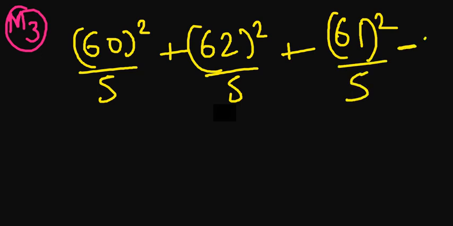Alright, and then minus by what? Minus by M1. This is the simple equation. Whatever you have added in the first step, you will just square and divide by the total number of members in the groups. So 60 the whole square divided by 5, 62 the whole square divided by 5, and 61 the whole square divided by 5, minus M1. Pretty easy.